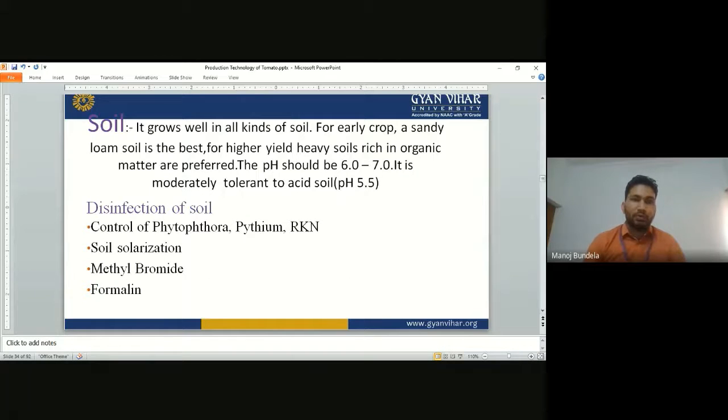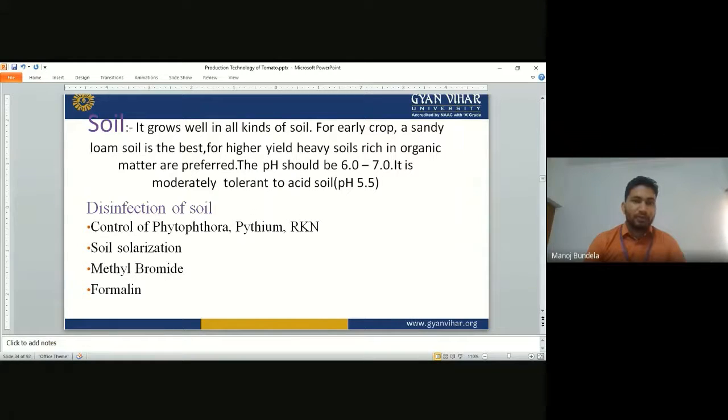Soil. It grows well in all kinds of soil. For early growth, a sandy loam soil is best. For higher yield, heavy soil rich in organic matter is preferred. The pH should be 6 to 7. It is moderately tolerant to acid soil. Means it is grown in almost all types of soil. Sandy loam soil is the best. The pH of the soil is 6 to 7, and for moderately acidic soil, if the pH is less than 5.5, it is not very suitable for growing tomato.